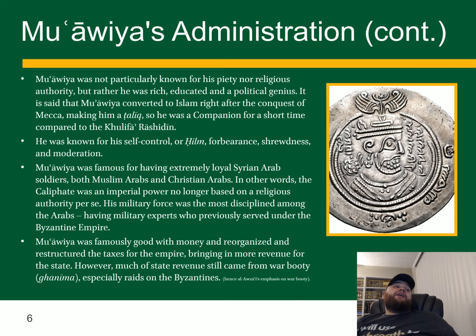Muawiyah, he was famous for having very loyal soldiers. And they were mostly Muslim, but also Christian Arabs, the Ghassanids essentially. And the caliphate during Muawiyah's time was an imperial power and not necessarily based on religious authority. Muawiyah wasn't looked at as a religious figure during his time, like a religious leader per se. Some might have, but a lot didn't. And they would look to different Sahaba or Tabi'in as the shuyukh or ulama of the time, right?